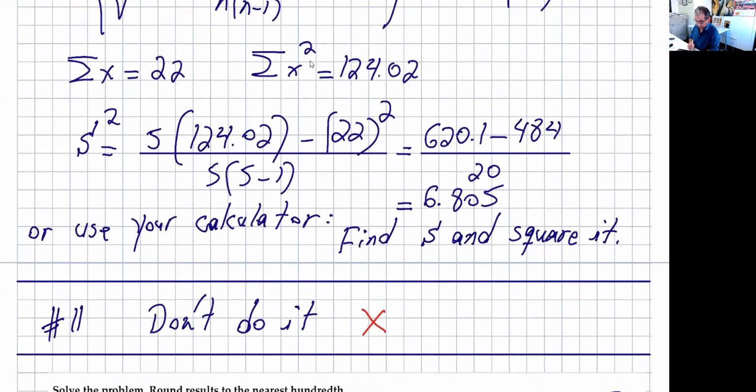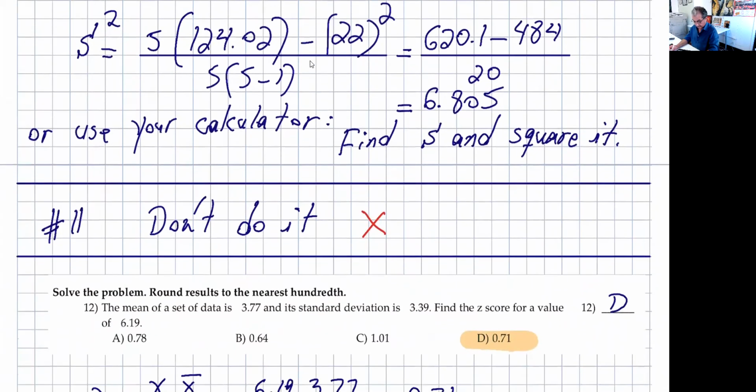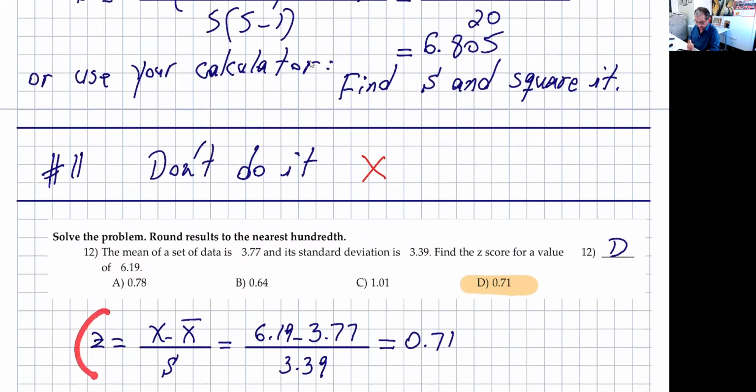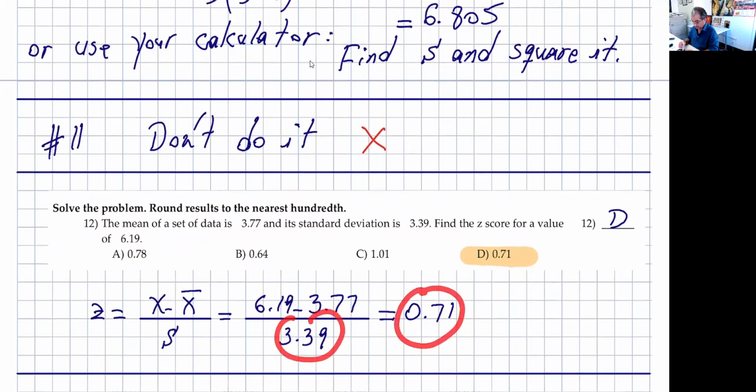Don't do number 11. Number 11, I took it out. Number 12, the mean of a set of data is 3.77 and the standard deviation is 3.39. Find the z-score. The formula is x minus x bar over s. X is 6.19 minus the mean, 3.77, divided by 3.39, and that's 0.71.